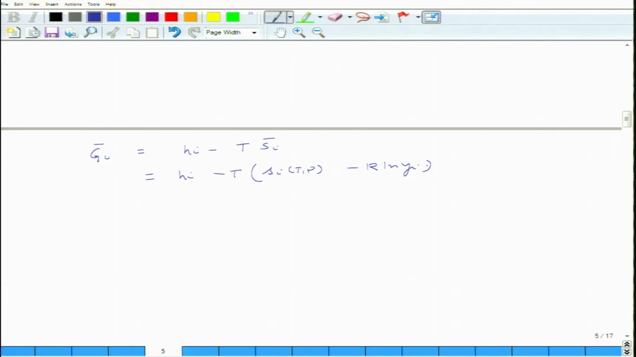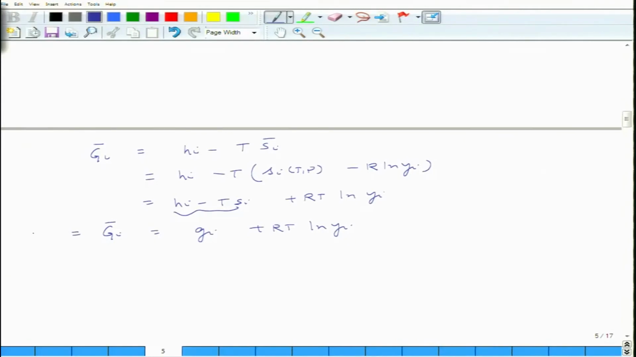Okay. So, this is the expression. This can be written as minus, because Hi is also at Tp, Si is also at Tp. So, this is written simply like this, plus RT ln Yi. Okay. Now, this is nothing but small gi plus RT ln Yi. Okay. Now, what is Gi bar? Gi bar we have already defined earlier. The partial molar Gibbs free energy for a component i is equal to the chemical potential of that component i, right. So, this is nothing but mu i.